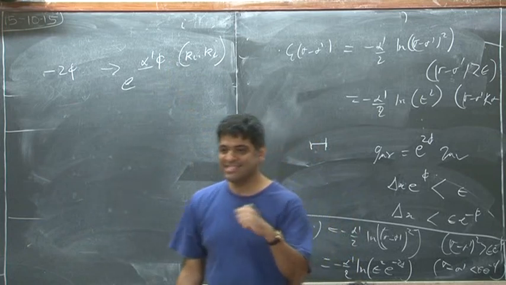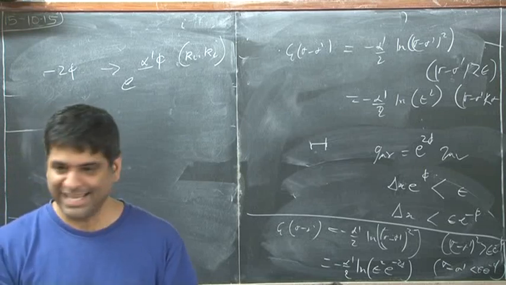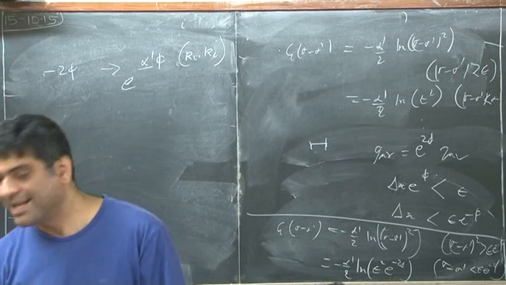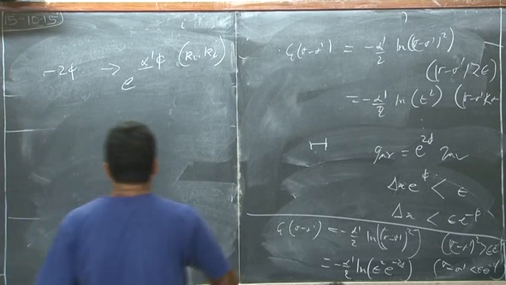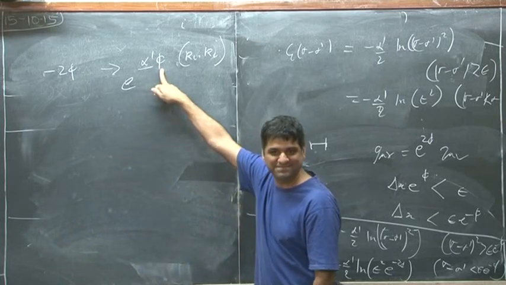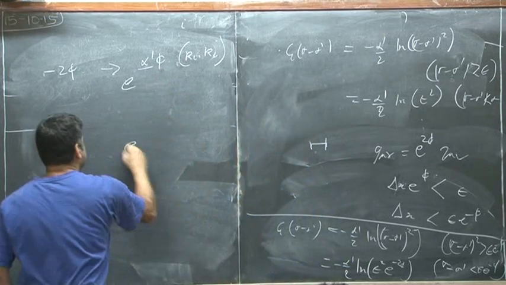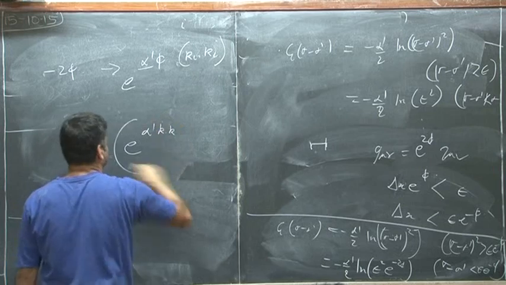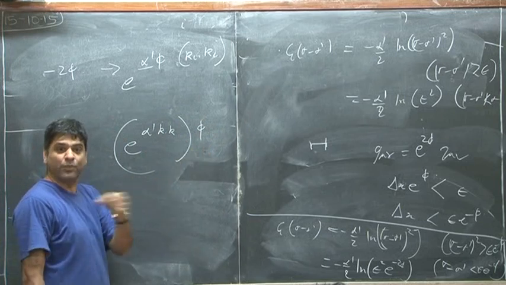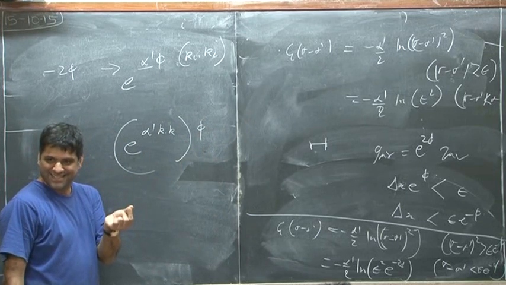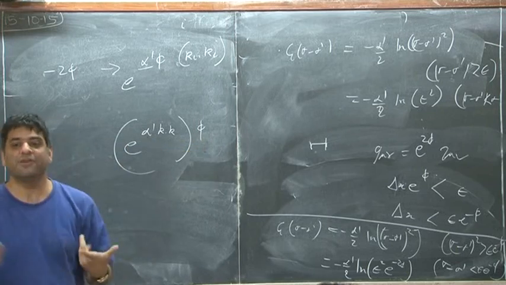What you see here is that an insertion of e to the power i k dot x, which classically is Weyl invariant, actually quantum mechanically picks up a dependence on the Weyl factor. What is the dependence on the Weyl factor? It's e to the power alpha prime k dot k times phi. So this operator behaves like it has a weight under Weyl transformations, equal to e to the power alpha prime k dot k.